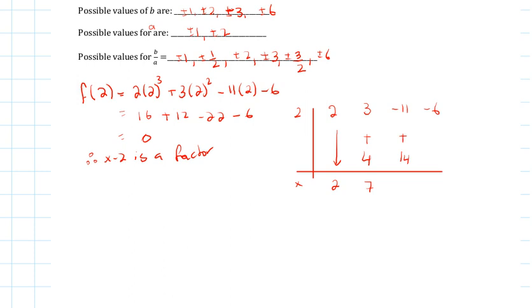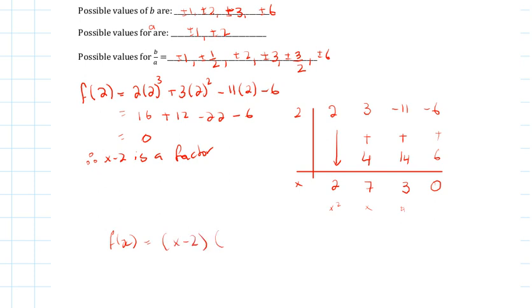Negative 6 plus 6 is 0. So that's going to be my x squared, my x, and my number. All right, so far this is what I have. I have f of x is equal to x minus 2, and then 2x squared plus 7x plus 3.